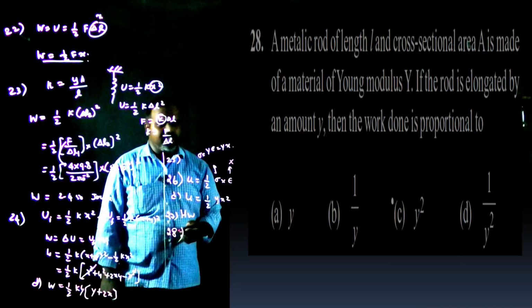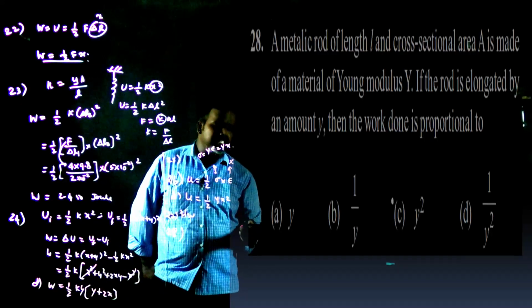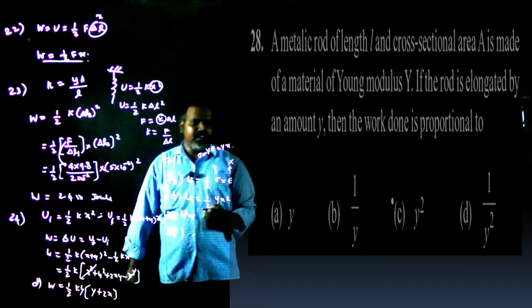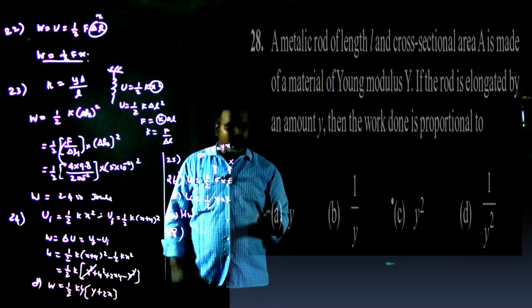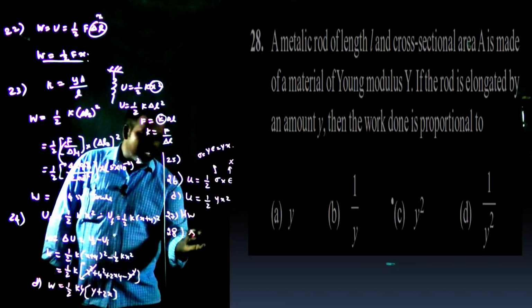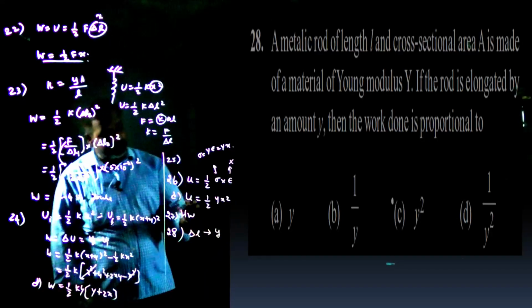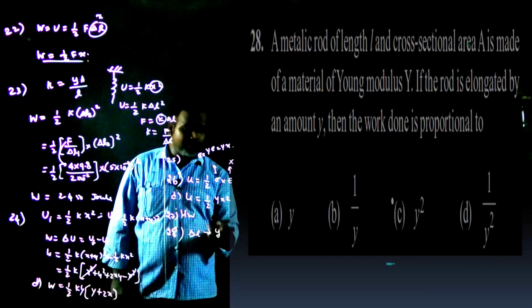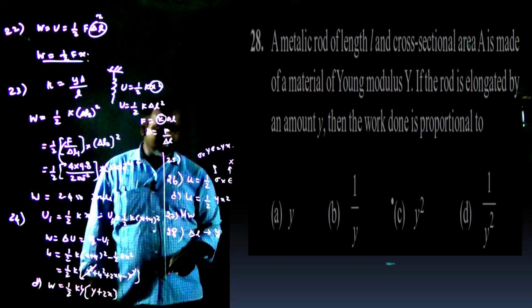Question number 28. A metallic rod of length L and cross-sectional area A is made of material of Young's modulus Y. If the rod is elongated by an amount, again you just see, children, don't stick with the symbols. Here delta L is given as small y. You may get confused between small y and capital Y, so please take care of that. So delta L is equal to y. Now they are asking what is the work done.